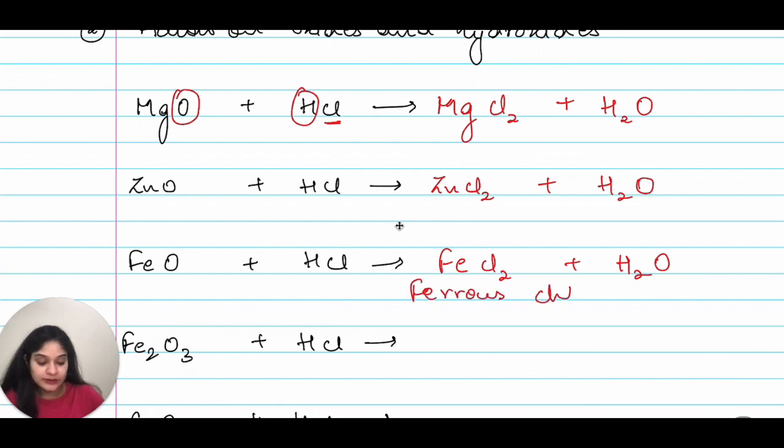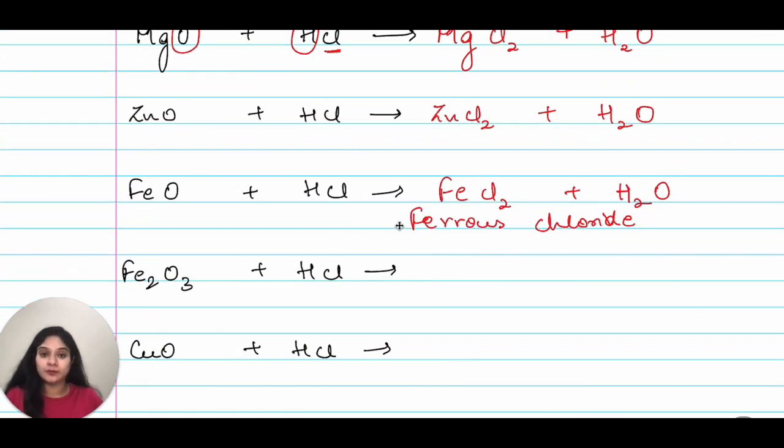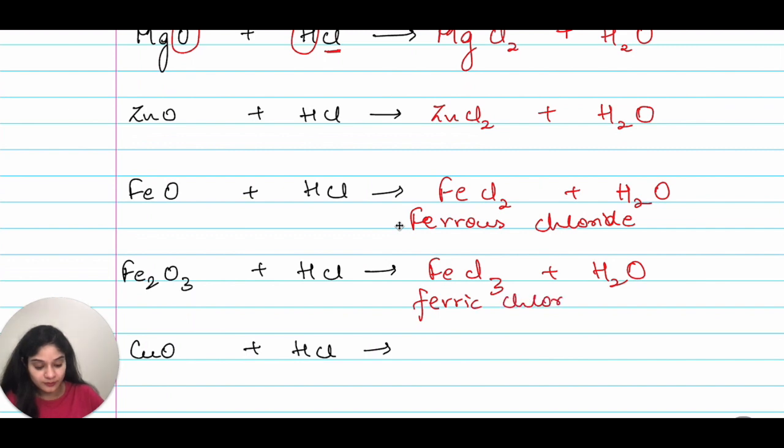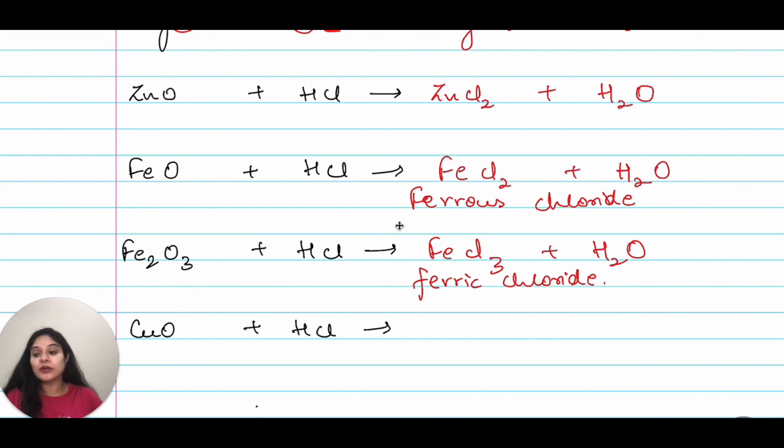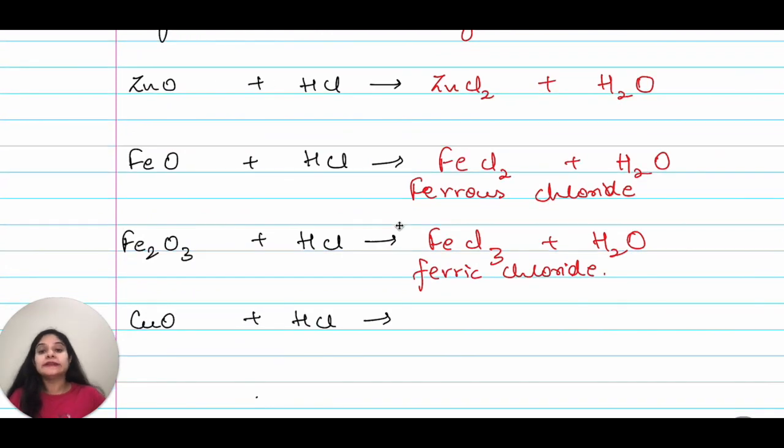Ferrous chloride. Moving on to Fe2O3 plus HCl. This will give me FeCl3 plus H2O. What is this? This is ferric chloride. Okay. Now next, in this case we'll get CuCl2 plus H2O.